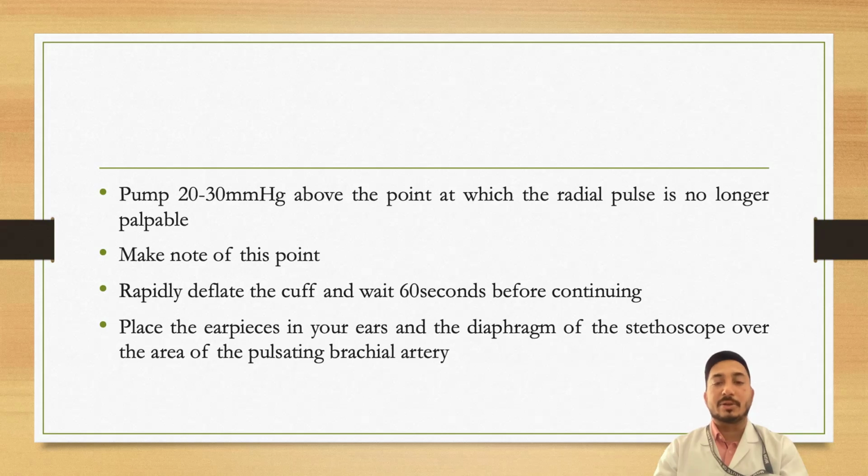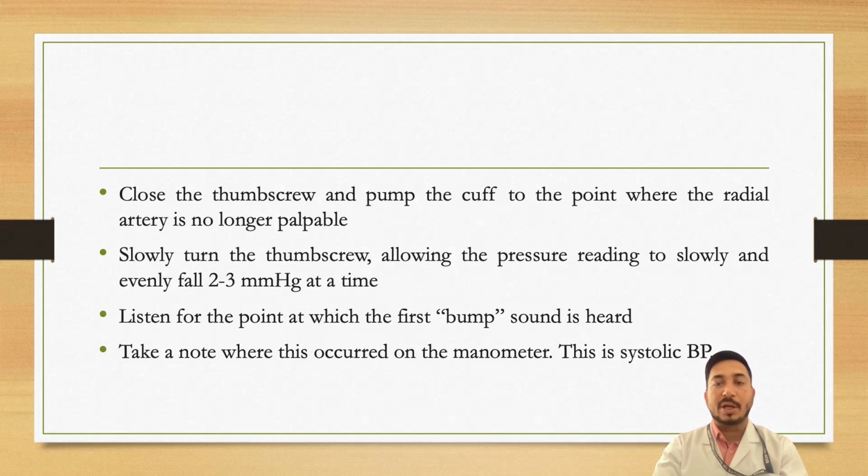Place the earpieces of the stethoscope in your ears and the diaphragm of the stethoscope over the area of pulsating brachial artery. Okay. Now you know at what point your radial pulse stopped. So close the thumb screw and pump the cuff to the point where radial artery is no longer palpable. Slowly turn the thumb screw, allowing the pressure reading to slowly and evenly fall 2 to 3 mmHg at a time. And you have to make sure that you increase the pressure to 20 to 30 mmHg more than where you stop feeling the radial pulse.